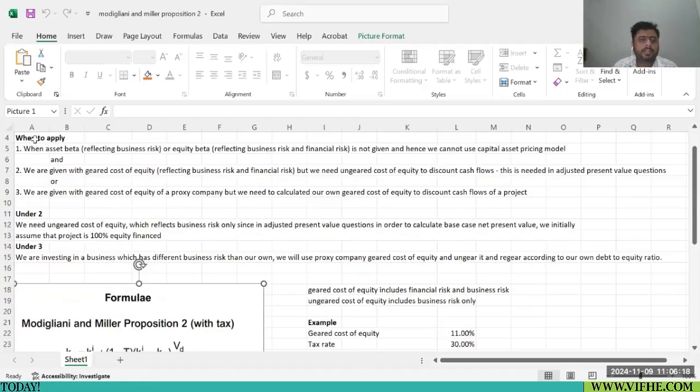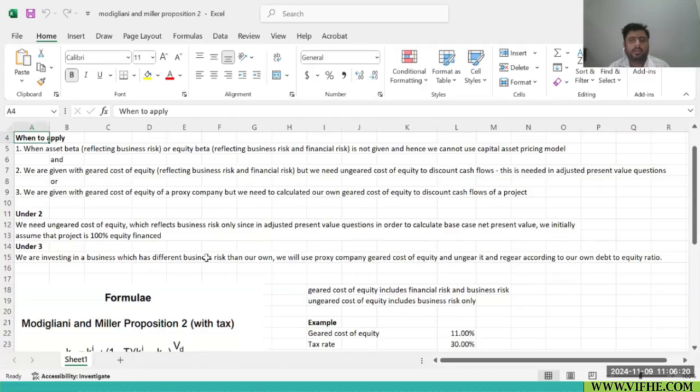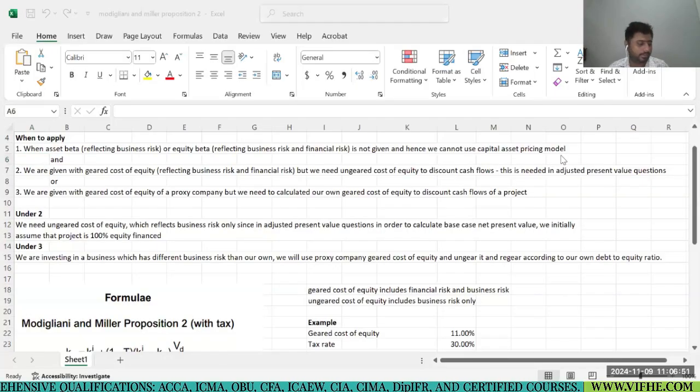The first thing is when to apply. Why will we apply the M&M proposition from the formula sheet? When will we apply it? How will we know that we have to apply it? The thing is very simple. Number one, when asset beta reflecting the business risk, or equity beta reflecting business risk and financial risk, is not given, and hence we cannot use the capital asset pricing model.